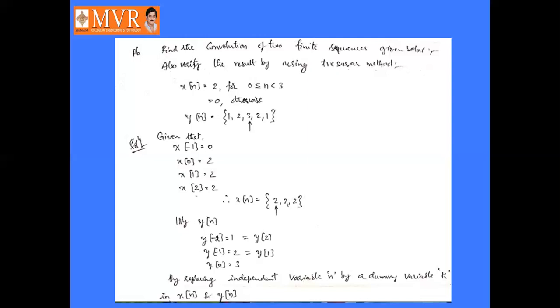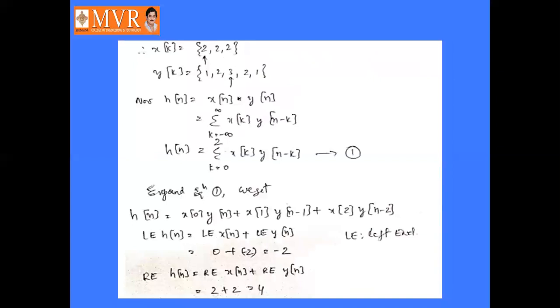Similarly, for y of n, y of minus 2 value is 1, y of minus 1 value is 2, y of 0 value is 3, y of 1 value is 2, and y of 2 value is 1. So by replacing the independent variable n by the dummy variable k in x of n and y of n, it will become x of k and y of k. So x of k will become 2, 2, 2. y of k will become 1, 2, 3, 2, 1.